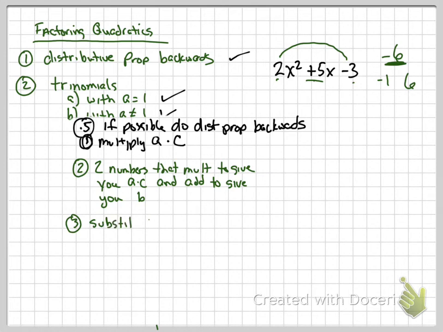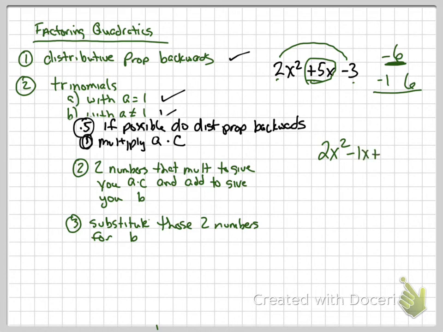Substitute those two numbers for B. So now what does that give me? That gives me 2x squared. I'm going to take this out and put in these two numbers. So that would be a negative 1x plus 6x, right?